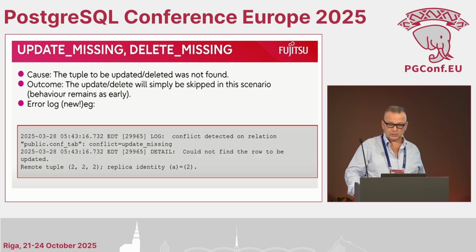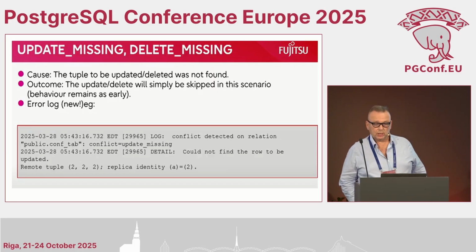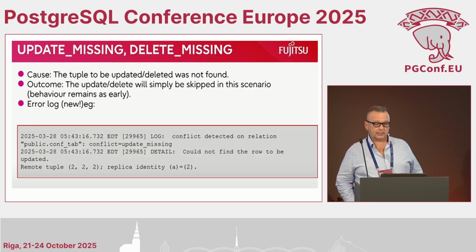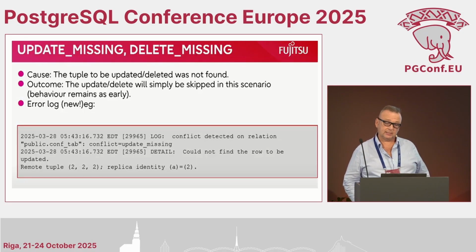So Postgres 18 introduced conflict types for update missing and delete missing, for when an update or a delete operation is on a row that doesn't exist on the subscriber. Previously, it was silently skipped, and from PG18, it's the same behavior. It's still skipped, but it's no longer silent. We're getting the additional information that you see on the slide.